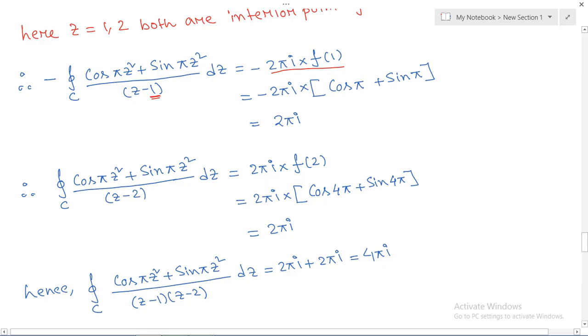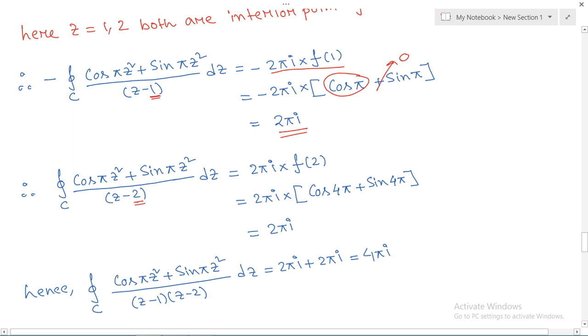You know that cos pi equals minus 1 and sin pi equals 0. So this part is going to be 0 and this is minus 1. So we are having 2 pi i. Similarly, for the second one we are having 2 pi i into f of 2, because 2 is the interior point.